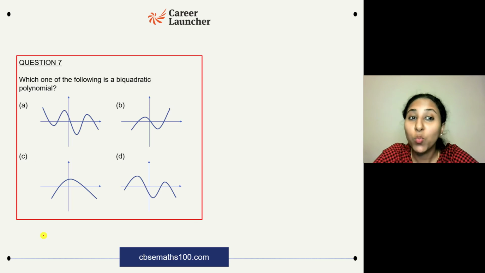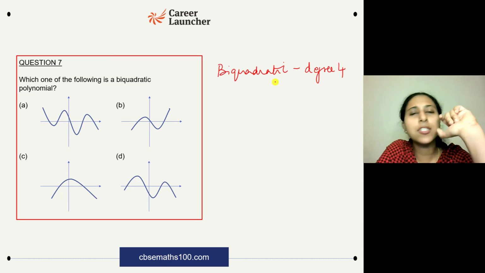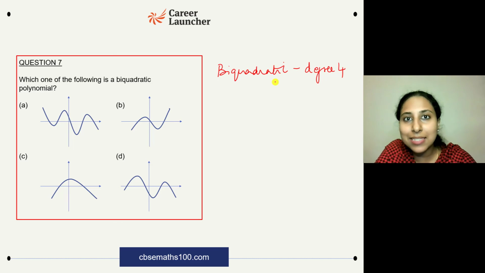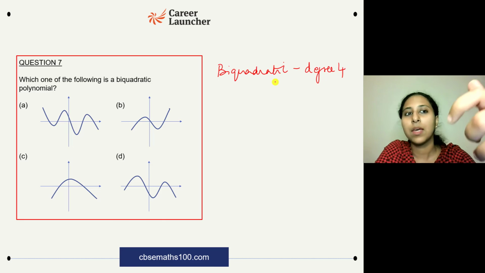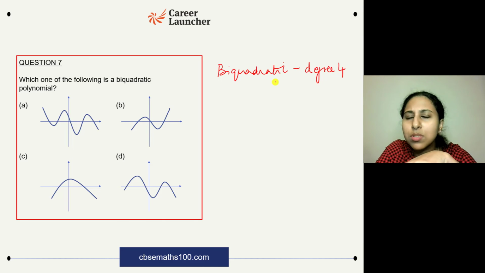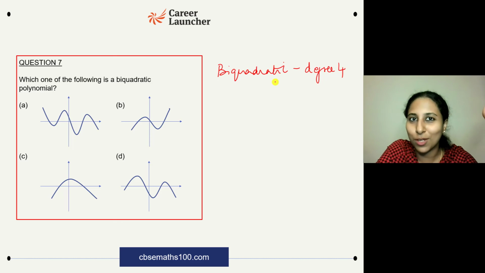Question 7. Which one of the following is a biquadratic polynomial? You need to understand the meaning of a biquadratic polynomial for this. What is a biquadratic polynomial? Biquadratic is basically any polynomial of degree 4. So the degree of the polynomial has to be 4, meaning that at maximum it could have 4 zeros. It could have no zeros, 1 zero, 2 zeros, 3 zeros, or 4 zeros, right? These are all the possibilities.